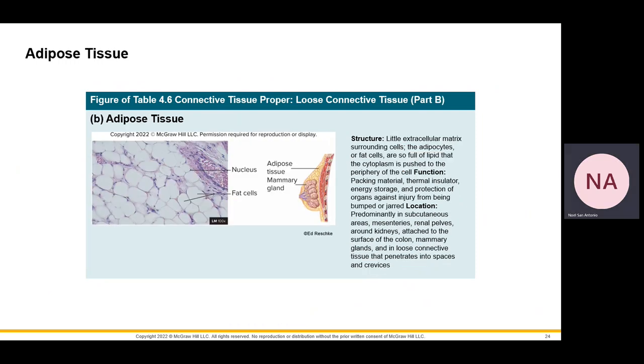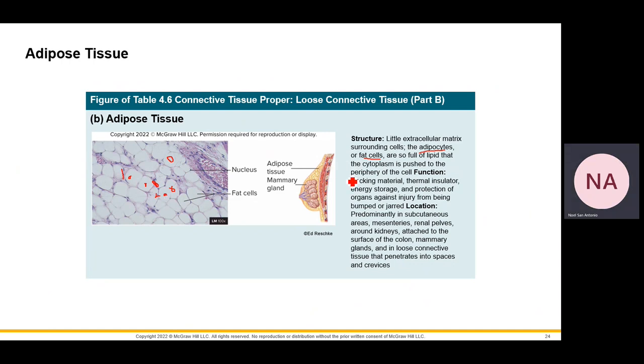Now, the second type of loose connective tissue is your adipose tissue. Adipose, okay? And as you can see in the photomicrograph, you have very little extracellular matrix surrounding the cells. And these are made up of adipocytes or simply fat cells that are so full of lipids. Yung makita nyo sa loob ng adipocytes, these are actually lipids. Okay? And because of their content of lipids in their cytoplasm, they tend to push the contents of the cytoplasm to the periphery of the cell. Ayun siya. Yung contents of cytoplasm napupunta sa gilid kasi yung loob niya napupuno ng lipids or taba.